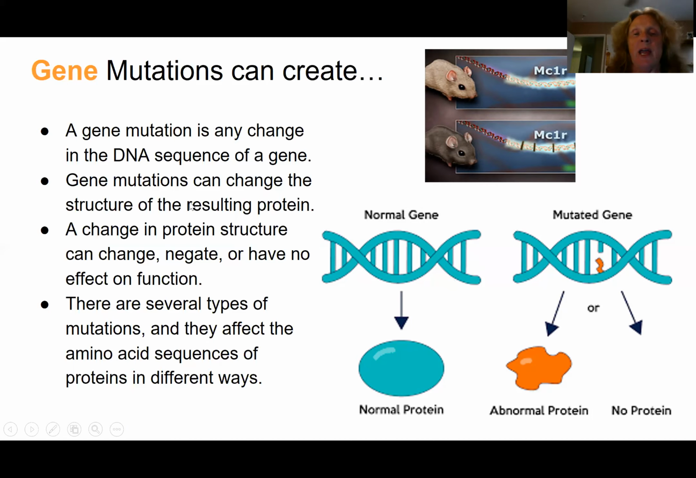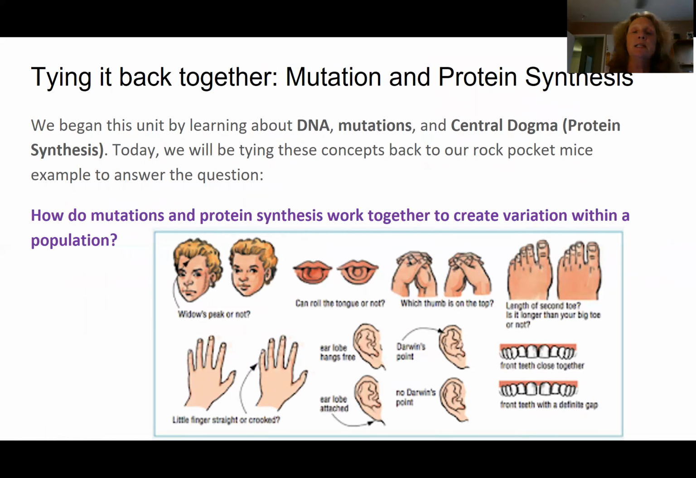A gene mutation can change the structure of the resulting protein, okay, that's what I was trying to say, changes the structure completely. A change in a protein structure can change, negate, or in some instances it might even not have any effect, okay? There are several types of mutations and they affect the amino acid sequence of proteins in different ways. Okay? So if we were to tie mutations back to protein synthesis, okay?